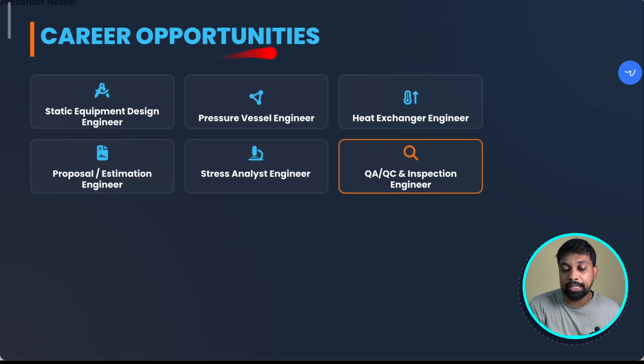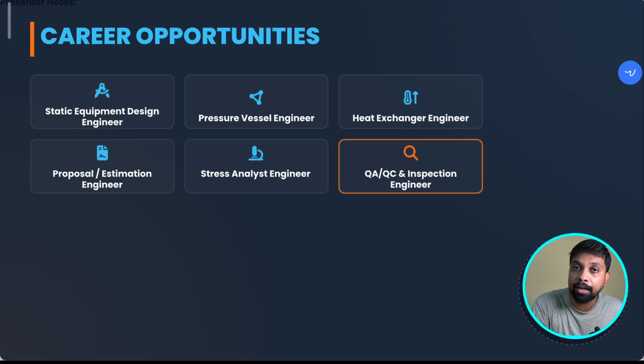Career opportunities in the static equipment field. It is one of the important topics we need to discuss. Most engineers feel it is a very niche field. How do we get job opportunities? Is it only available in India? Is it only available in a particular established state or city? No, it is available globally.